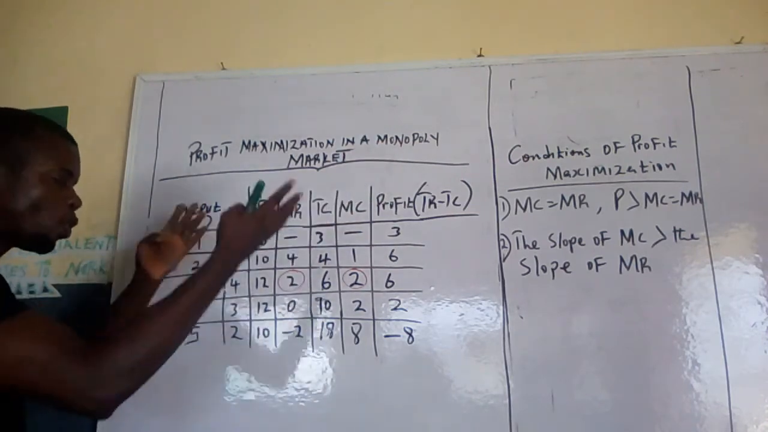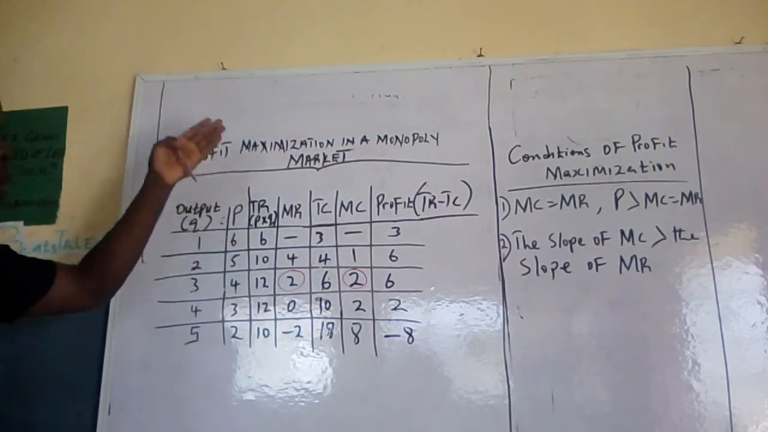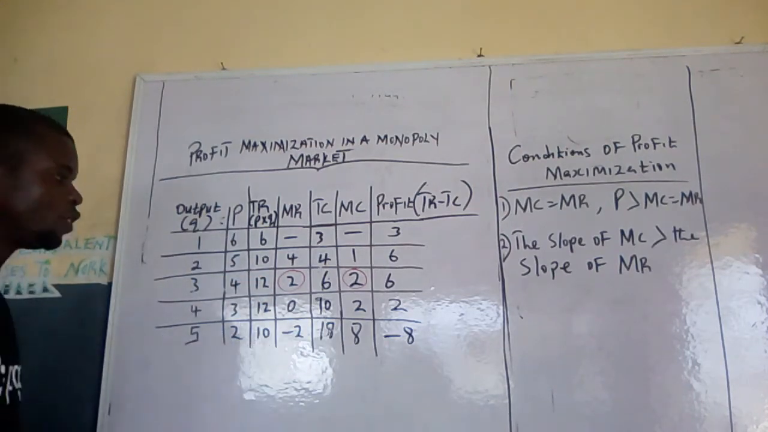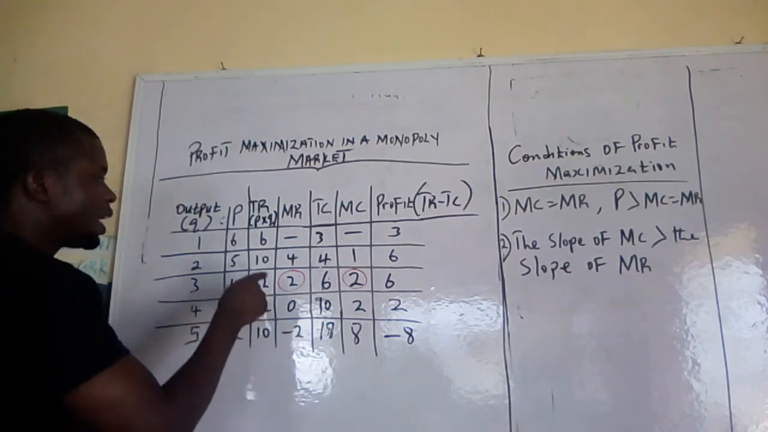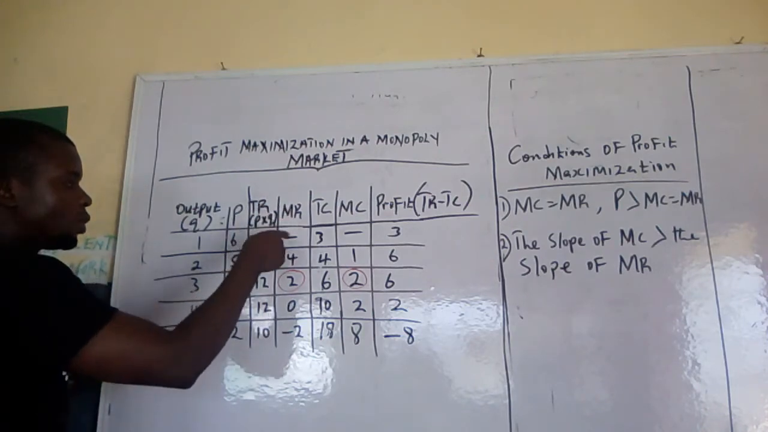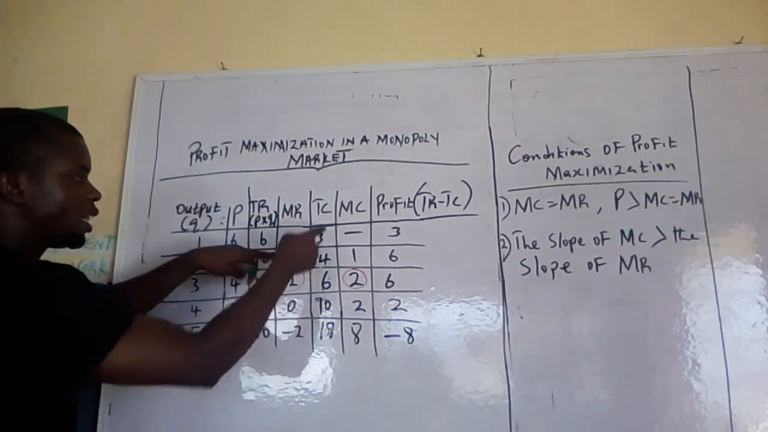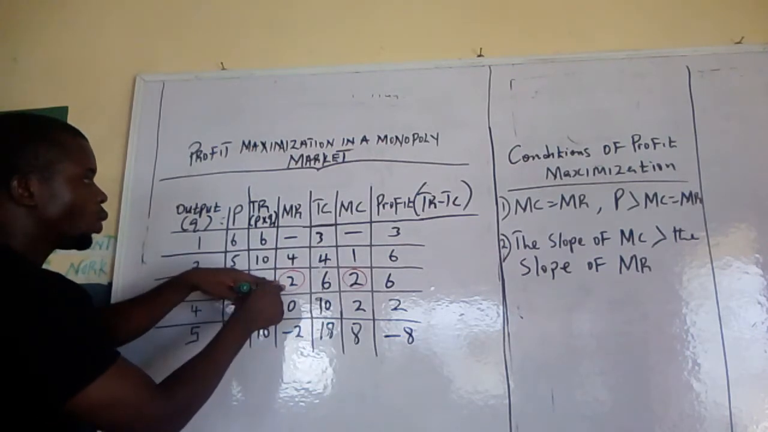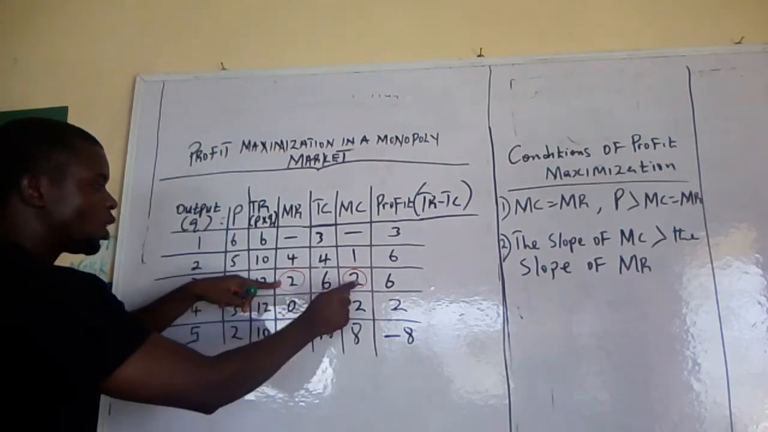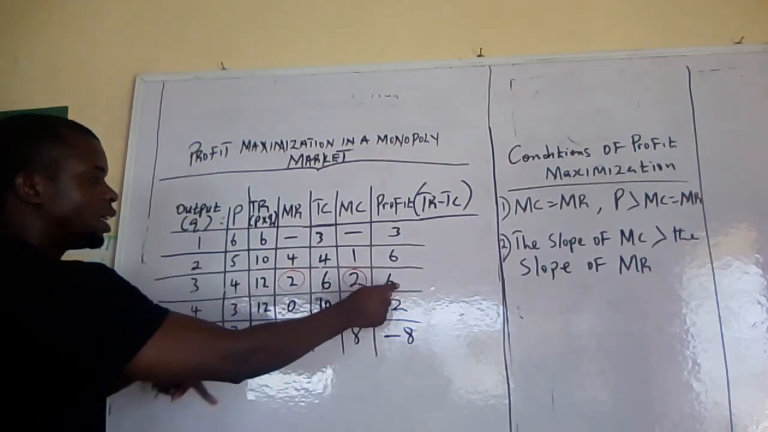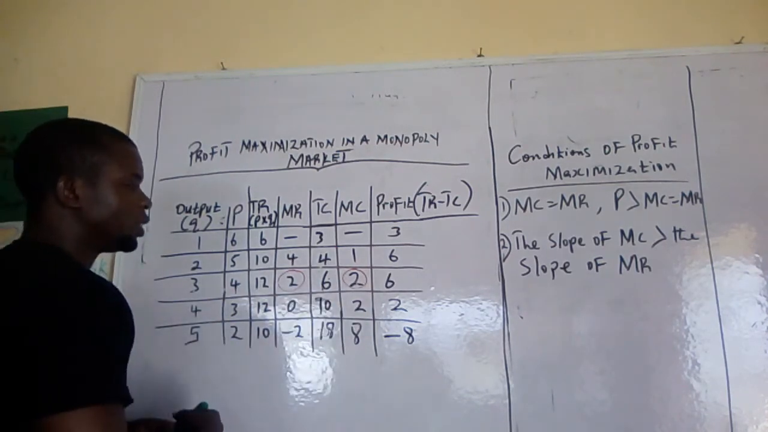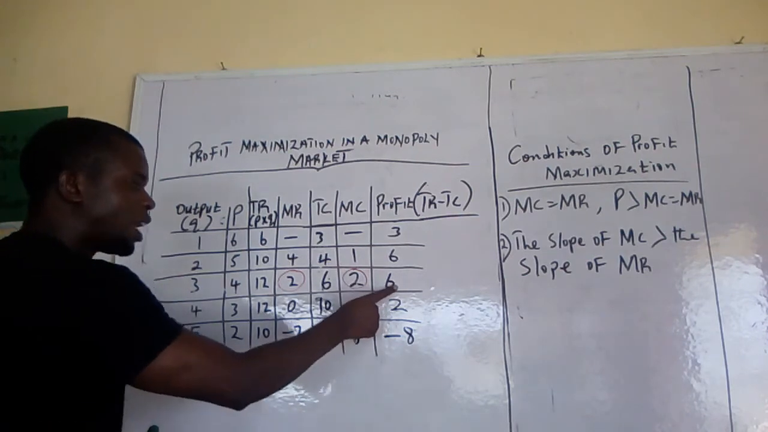Now, at what point will this monopolist make the highest profit? If you look at it, you can see that MR must equal MC. Look at the value of MR and the value of MC: at 2 units, MR is $2 and MC is $2. It's at this point where MR equals MC that the highest profit is made. So any profit you find at the point where MR equals MC is the highest profit, which is $6.